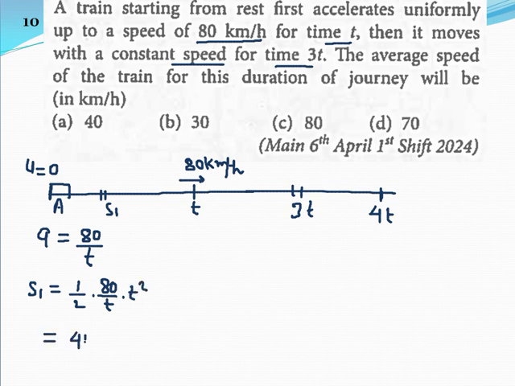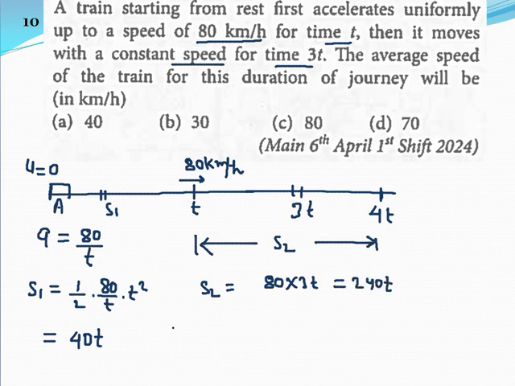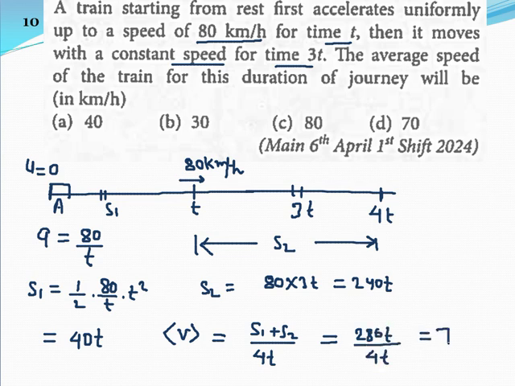This is 40t. And in this t to 4t duration, the distance covered is with constant speed 80 into 3t. This comes 240t. Now the average speed, total distance s1 plus s2 upon time taken 4t. So 240 plus 40 is 280t upon 4t. Answer is 70 kilometer per hour.